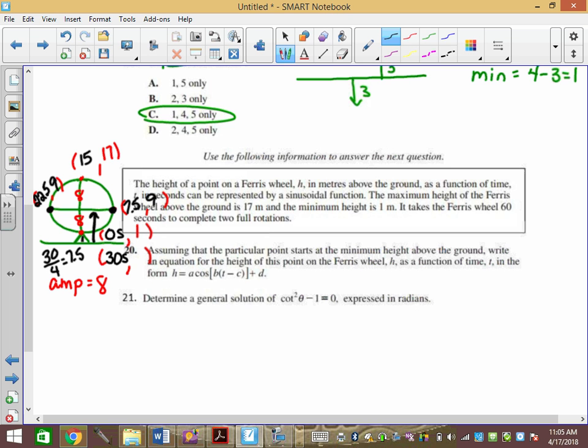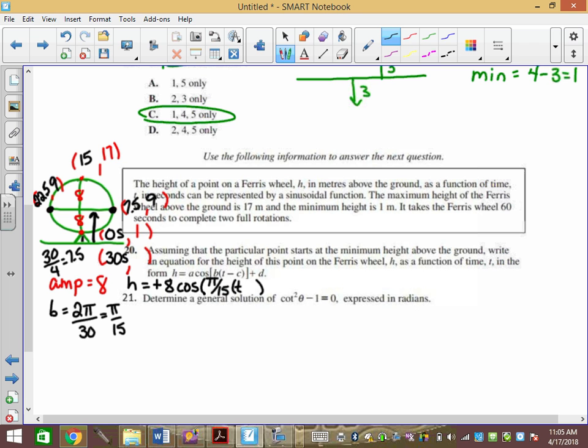Now it says, assuming that the particular point starts at the minimum height of the ground, write an equation for the height of the point on the Ferris wheel as a function of time in the form cos. So they didn't give us which a we had to do. They'll say a is greater than 0, a is less than 0. They didn't. So I'm going to give both. So we're going to have h equals positive 8 cos. What's my b? b equals 2 pi divided by 30. Pi over 15. Word problems are in radians. Remember that. Pi over 15. We'll figure that out in a second.